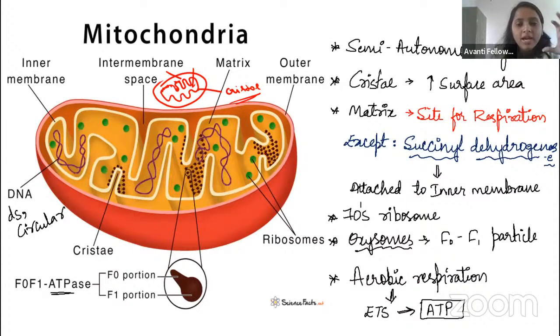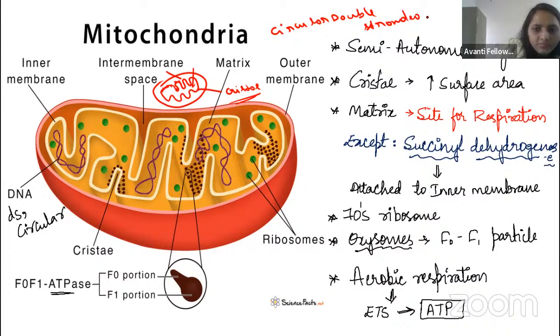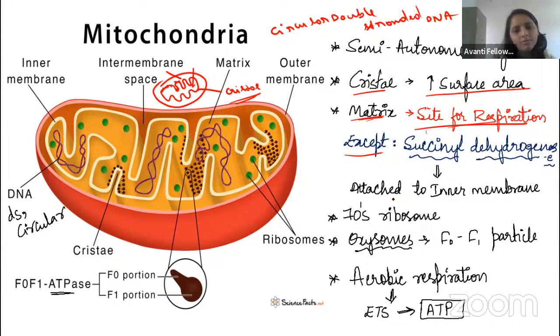Remember, guys, our nuclear genome consists of linear DNA. When we are talking about the mitochondria, it consists of circular double-stranded DNA. I have told you that cristae increase the surface area, and the matrix is the site where respiration takes place. Remember, the matrix is the site where respiration takes place, and it has all the enzymes of the electron transport chain except succinate dehydrogenase, that is complex number 2.